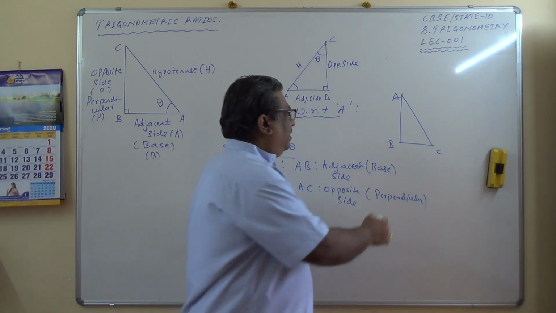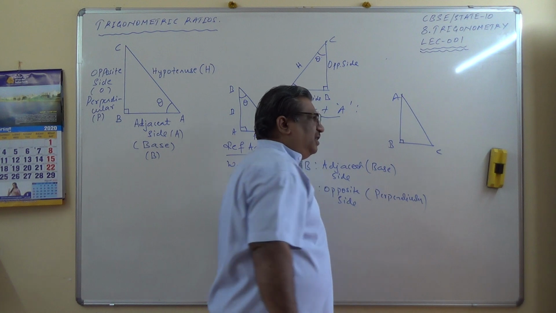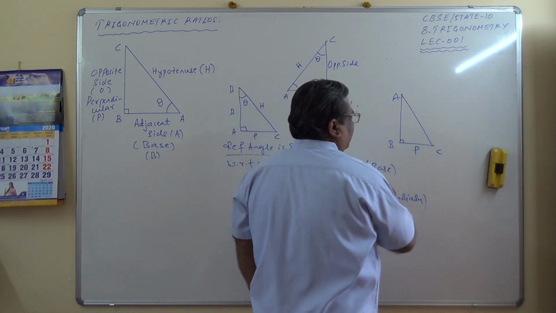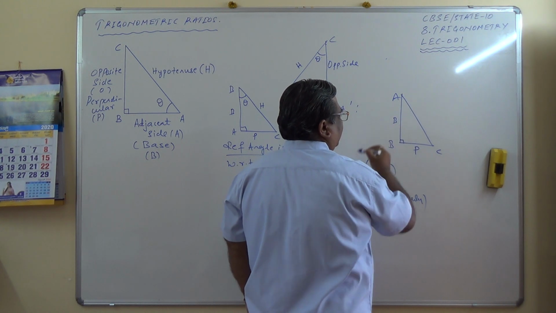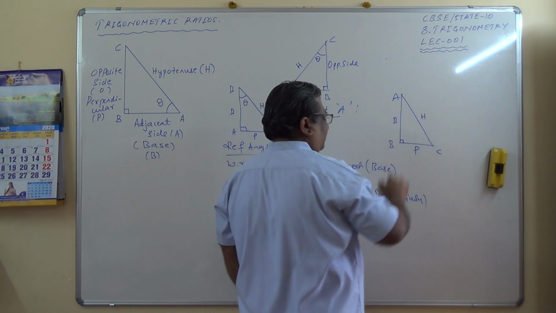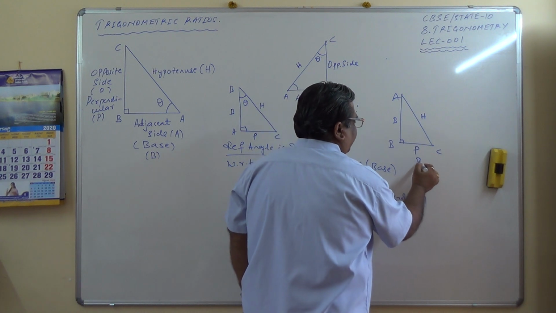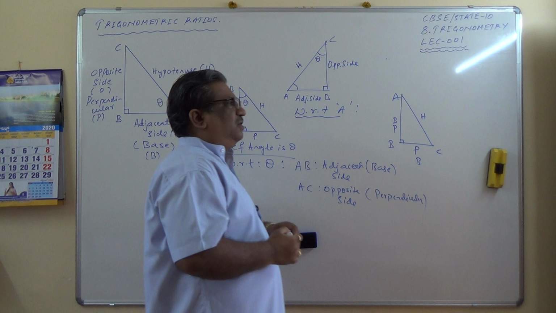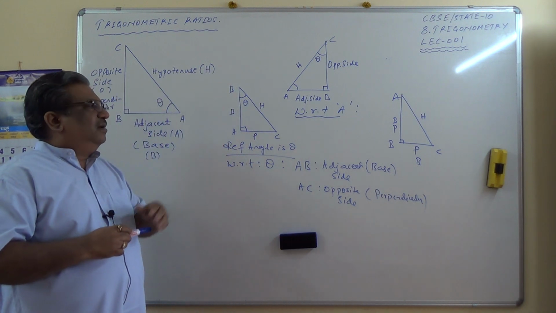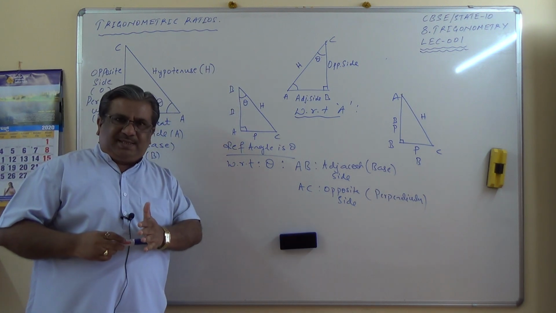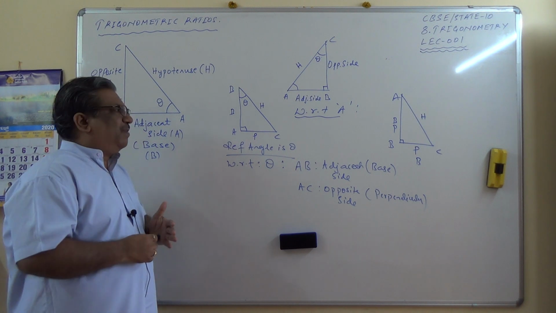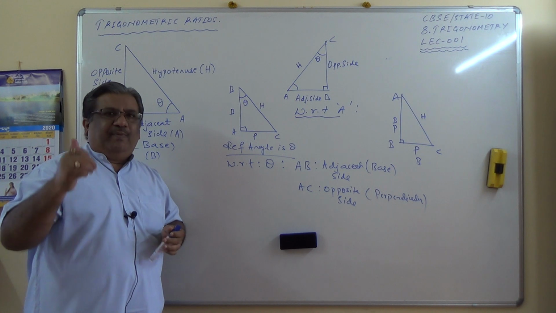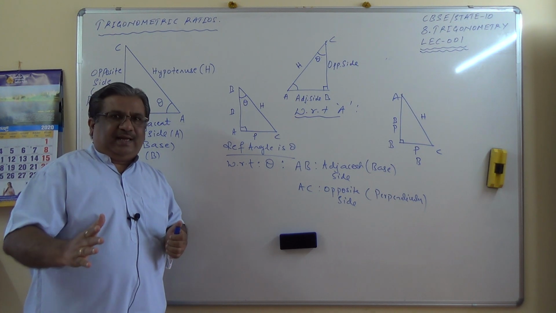Now can you identify A and let it be the right angle? Can you identify which is the perpendicular and base here? If this is a perpendicular, this is a base, and this is of course the hypotenuse, which is fixed. Or this is a base here and this is a perpendicular. And therefore, in order to identify perpendicular and base, or for that matter opposite side and adjacent side, we must know the reference angle.